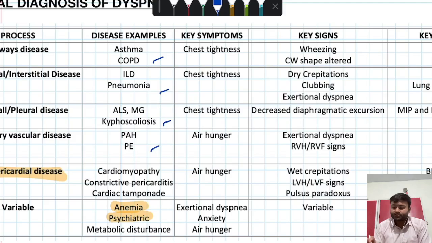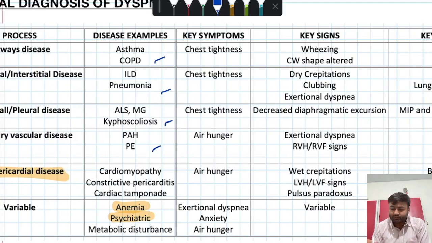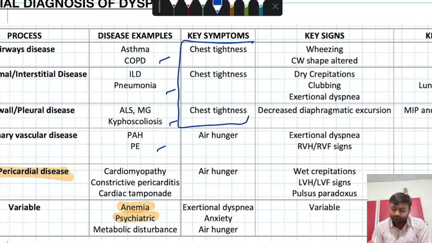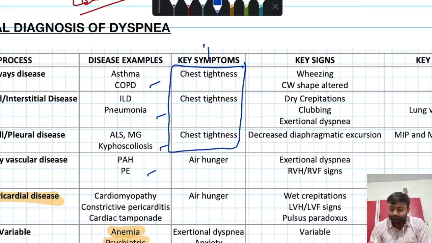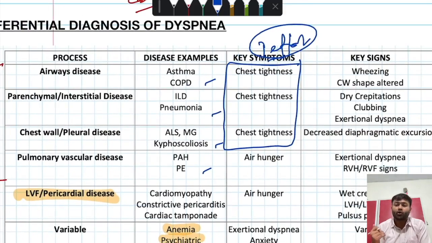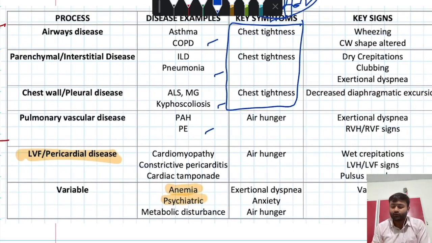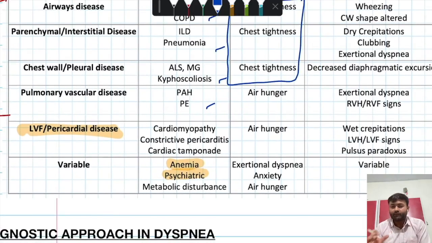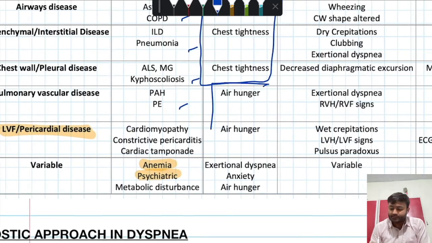Remember that chest tightness is experienced by the patient if there is a resistance, that is an increase in the effort, which can be seen in all of these cases. So the patient needs to take a lot of effort to inhale or exhale. Whereas in pulmonary vascular diseases or cardiac causes or even variable causes, you will generally experience an increased need for ventilatory drive, and that will be experienced as air hunger.